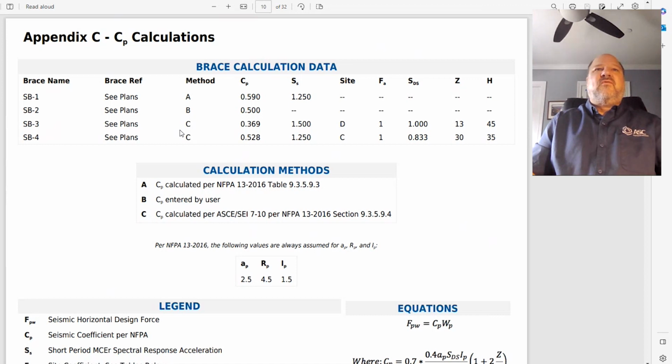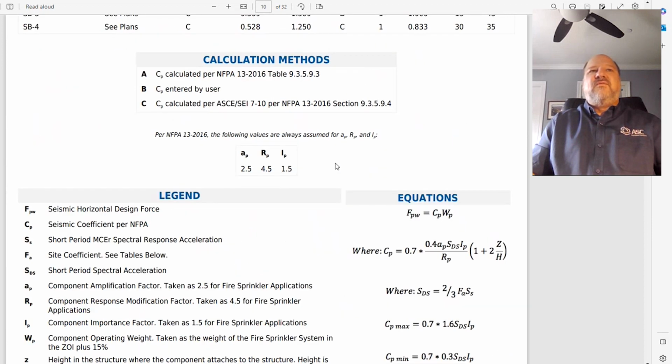But in method C, when you use a formula, we allow the user to specify an S sub S, a soil site classification, and then also a height in the building. So for brace 3, I imagine that was like a warehouse. It was 45 feet tall, and I had a 13-foot mezzanine in there, and that's why I had those TJIs. And for sway brace 4, which was the Z-purlins, I had a 35-foot average height to the roof, and my connection was at 30 feet. So with that information and the soil site classification, you can then run through this formula.